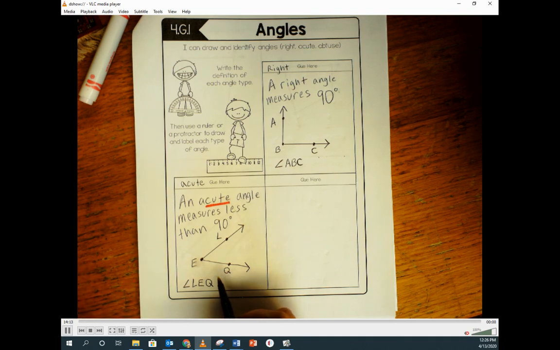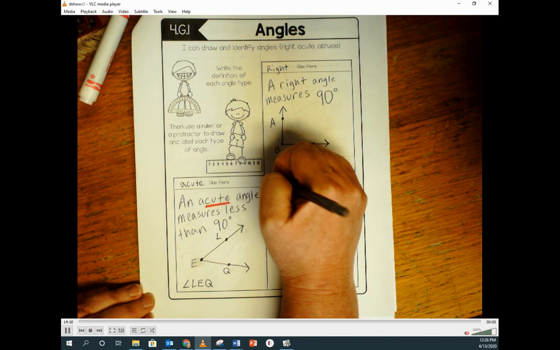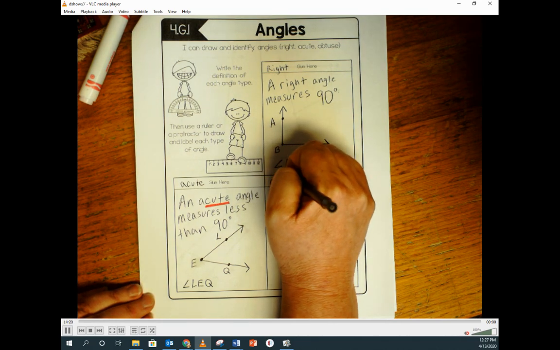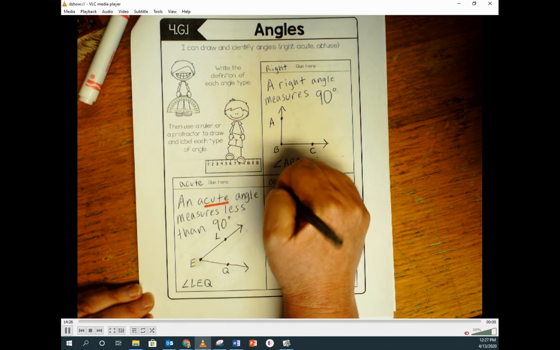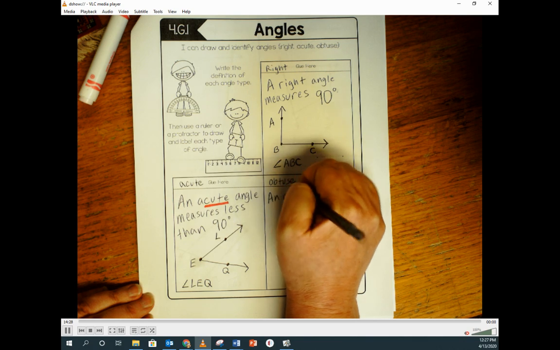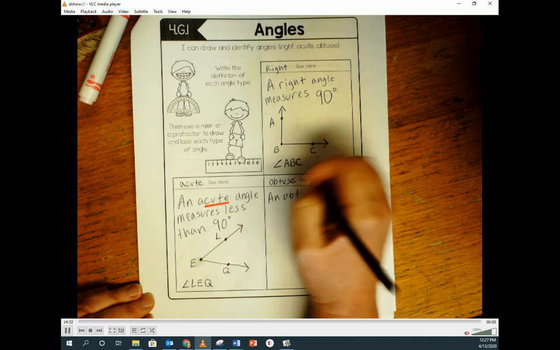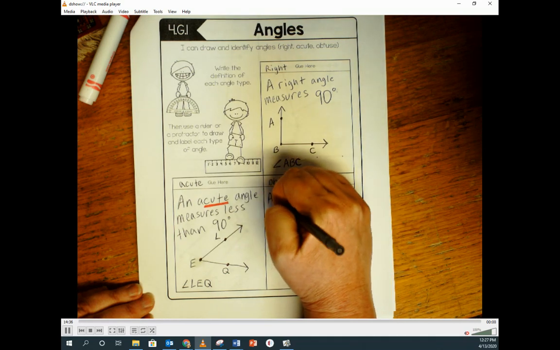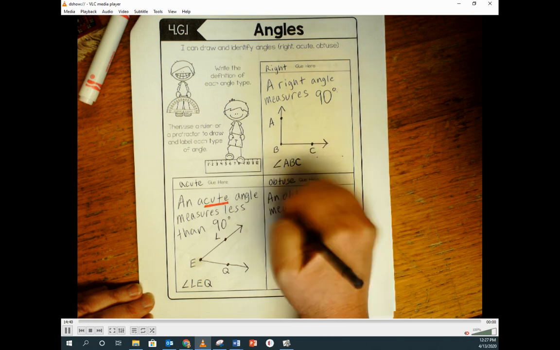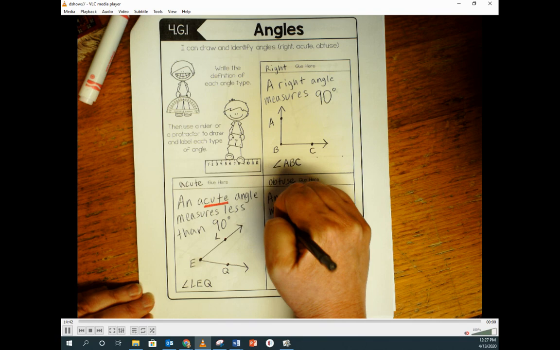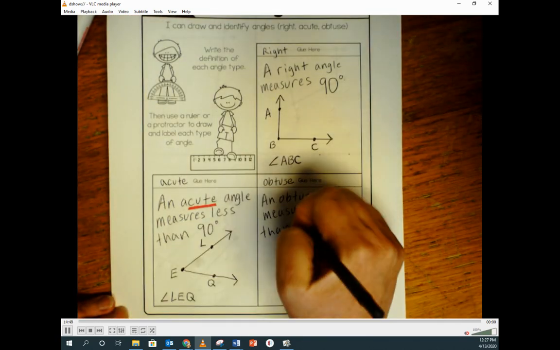The third type of angle is called an obtuse angle. An obtuse angle measures more than 90 degrees.